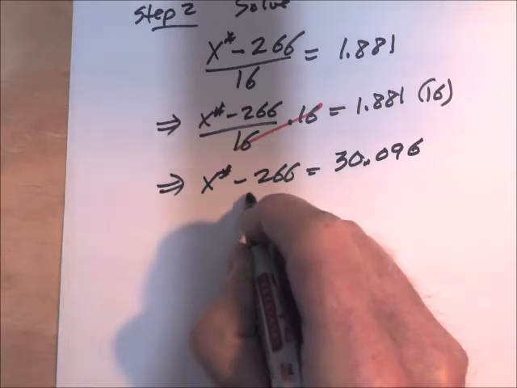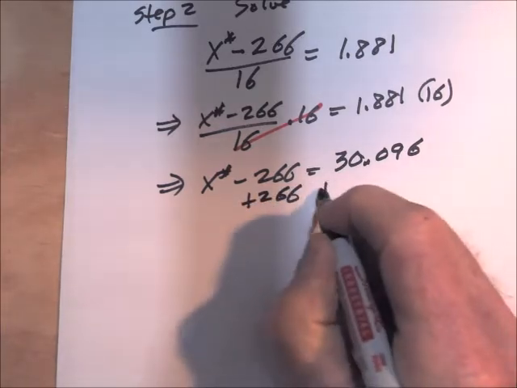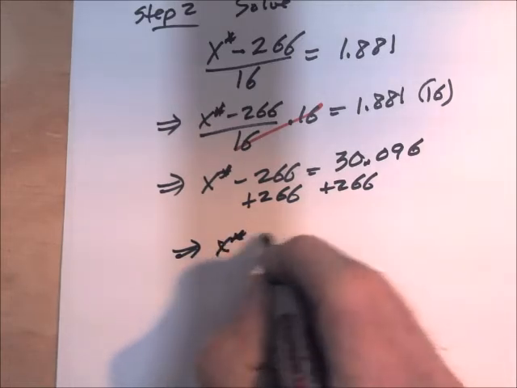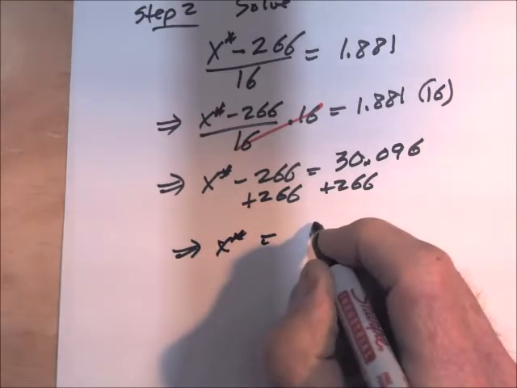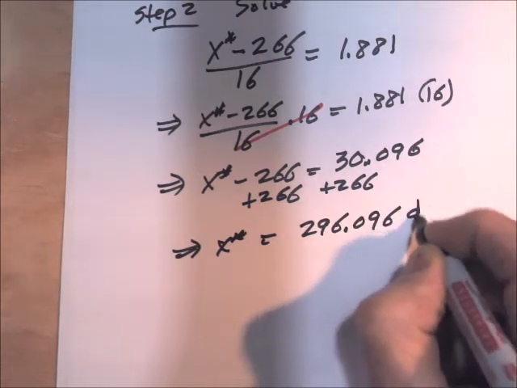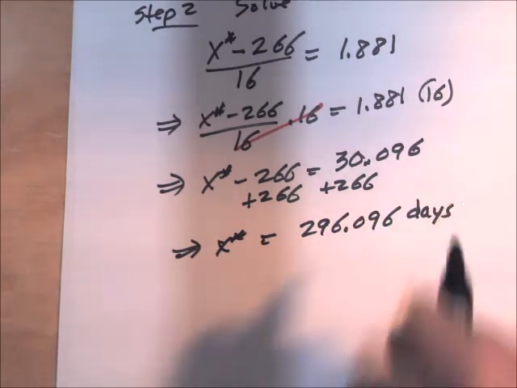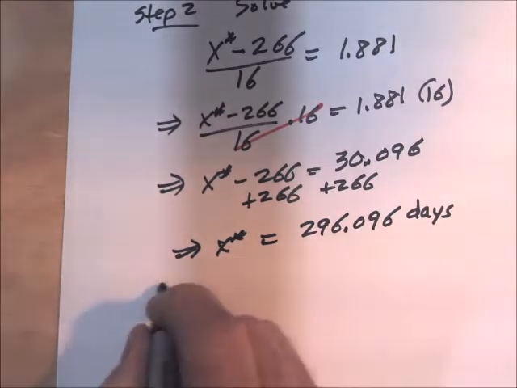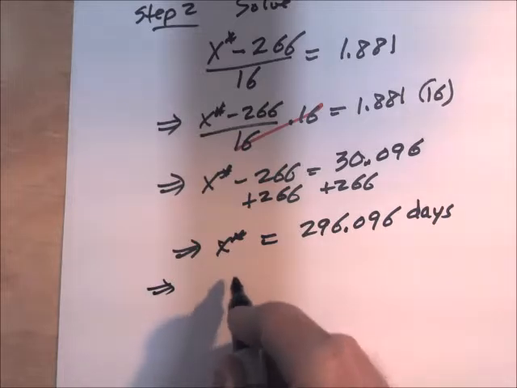And then we want to add 266 to both sides of the equal sign to get x star is equal to 296.096 days. So the longest 3% of pregnancies last over 296.096 days.